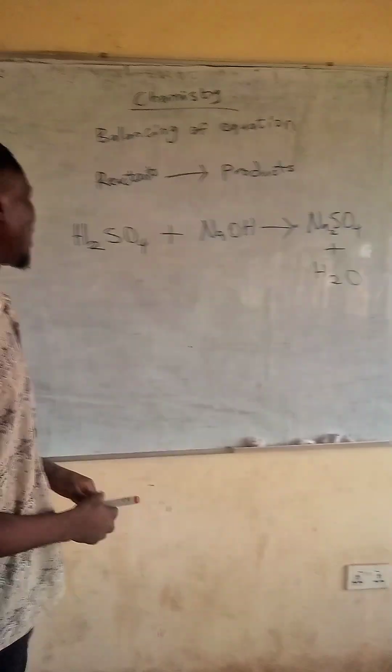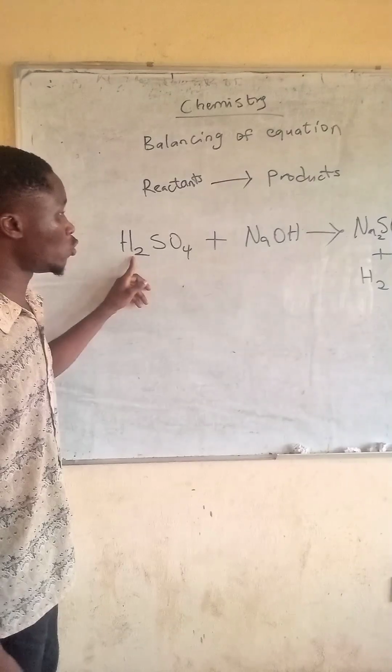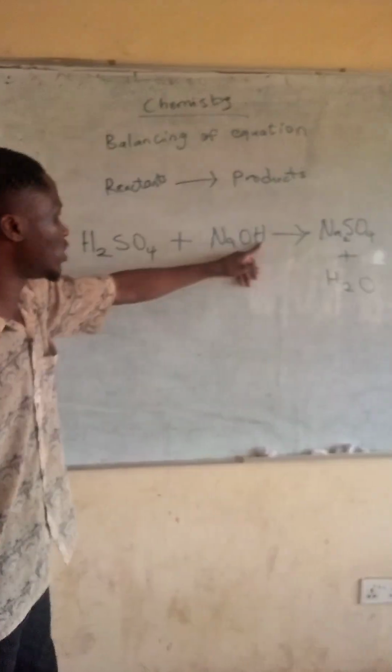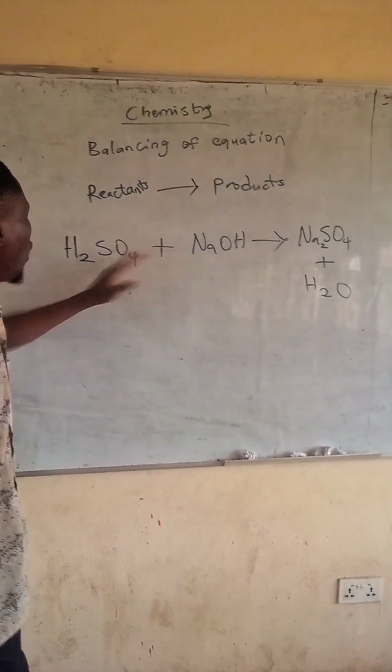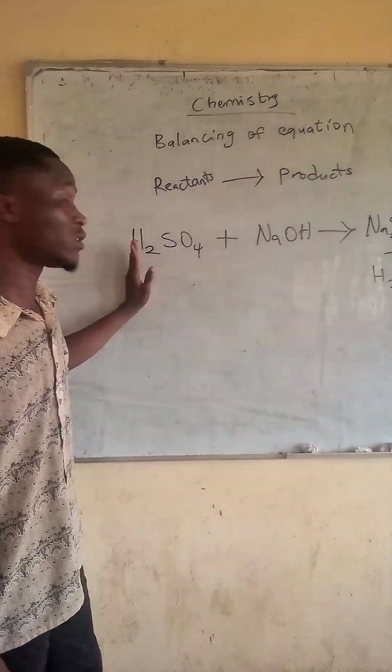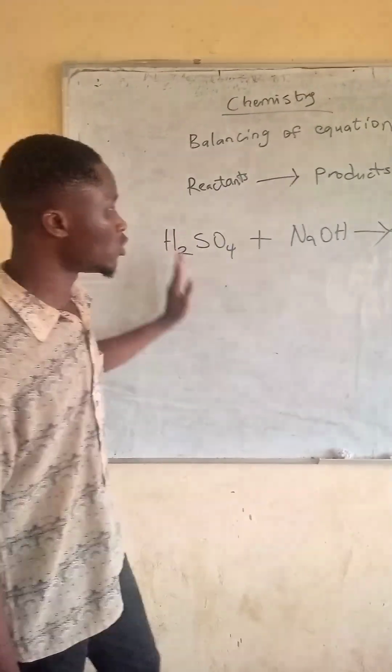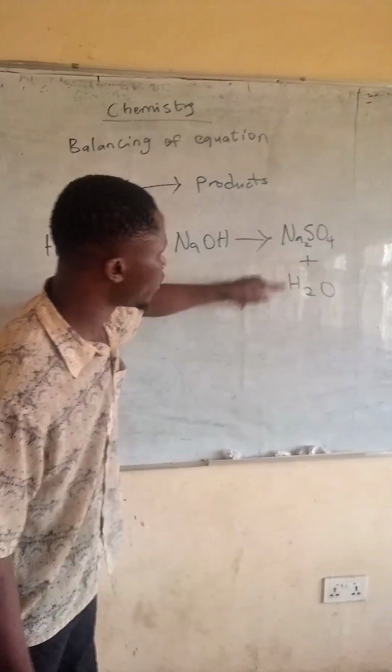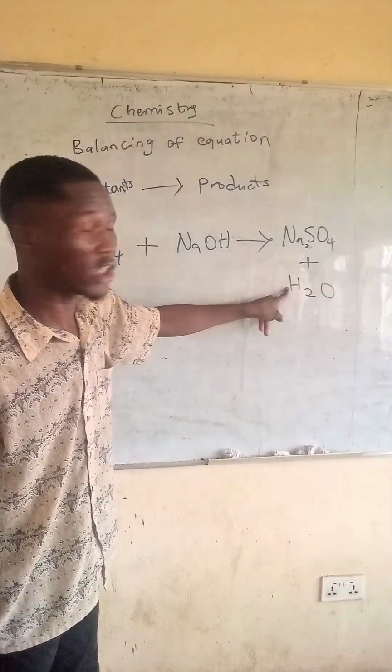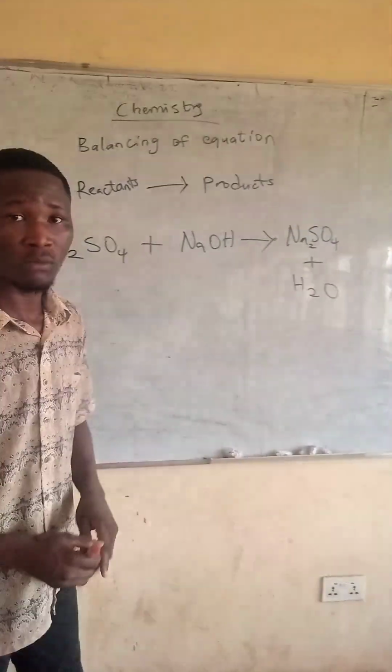So in this scenario, we have hydrogen to be 2 here. We have another hydrogen here. So all in all, we have 3 hydrogen atoms on the reactant side. So what do we have here? We have only 2 hydrogen on the product side. So how do we make this up?